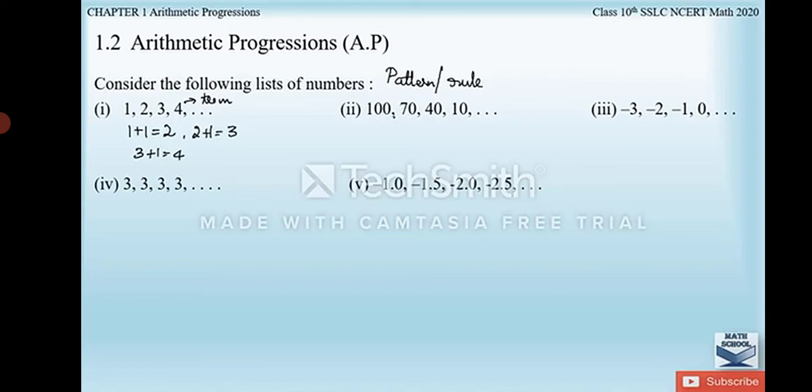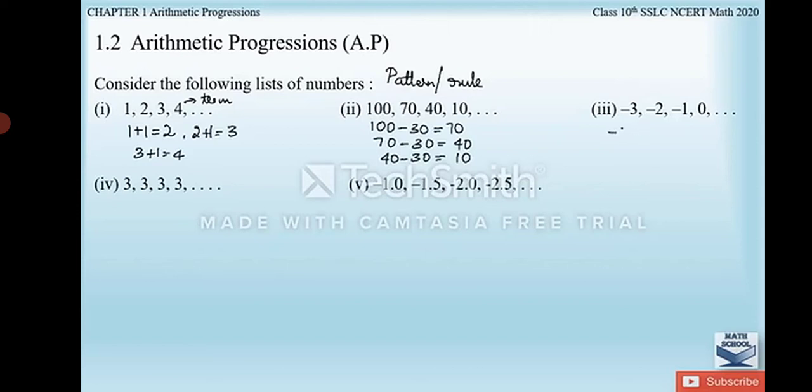If you come to the next list, again we can observe that by subtracting 30 from each preceding term, you can obtain the succeeding term. The first term is 100. If you subtract 30 from it, you get the succeeding term, that is 70. This 100 minus 30 is 70. Similarly, if you subtract 30 from 70, you get the next succeeding term, that is 40. Similarly 40 minus 30, the next succeeding term is 10. So 30 is the fixed number which is subtracted here.